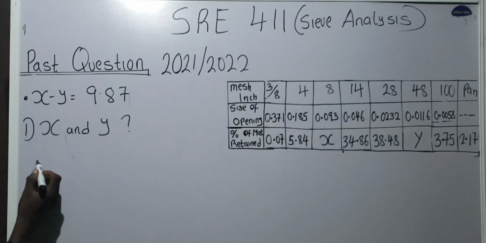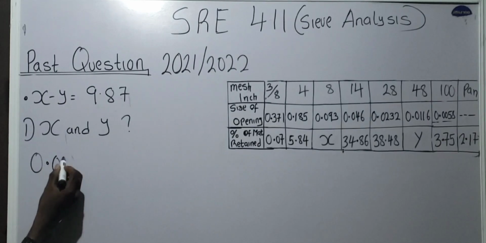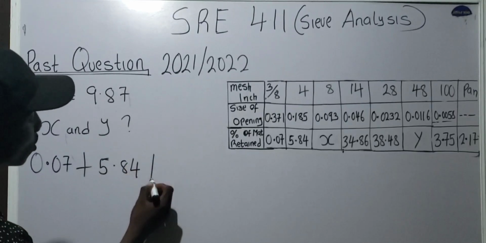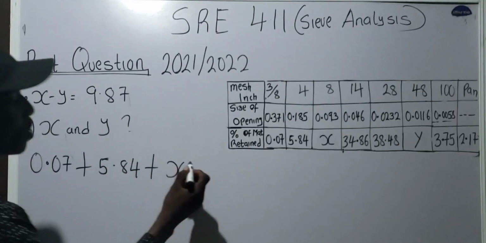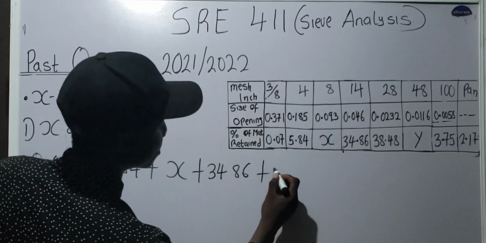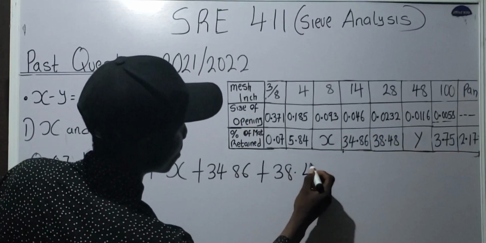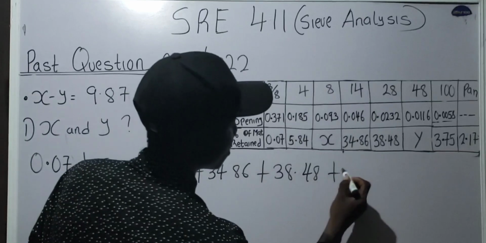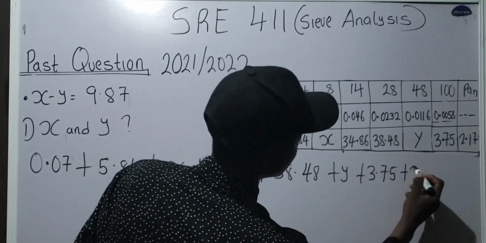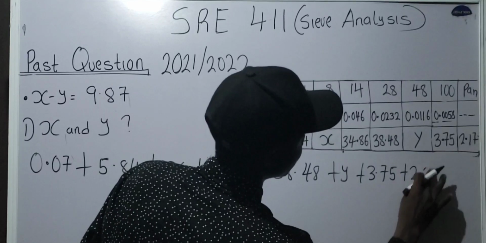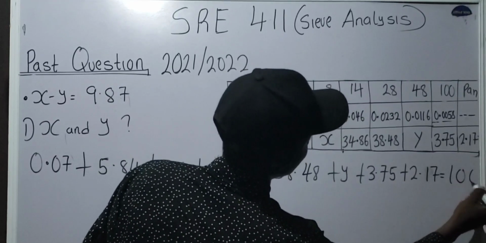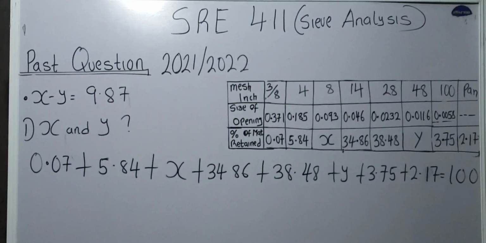So I'm going to have 0.07 plus 5.84 plus x, you understand, plus 34.86 plus 38.48 plus y plus 3.75 plus 2.17, sorry, 2.17 is equal to what? 100. You understand?